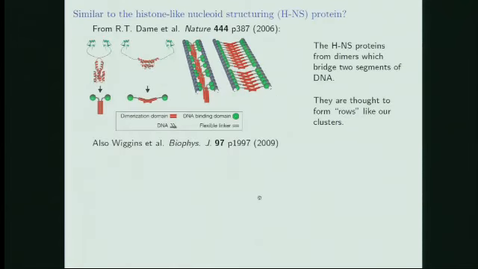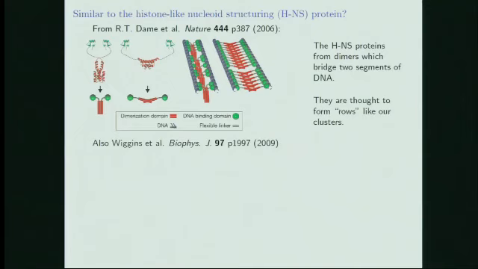Okay, so these rows are reminiscent of some structures seen with H-NS, the histone-like nucleoid structuring protein, which recent work has shown are thought to, because they dimerize, line up in rows, bringing two segments of DNA together.